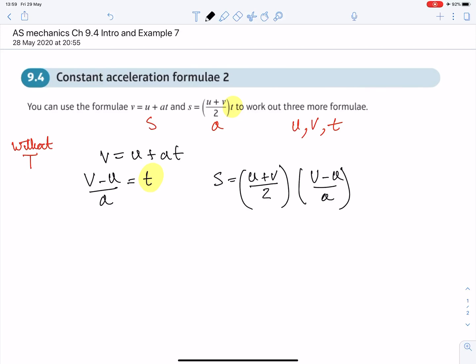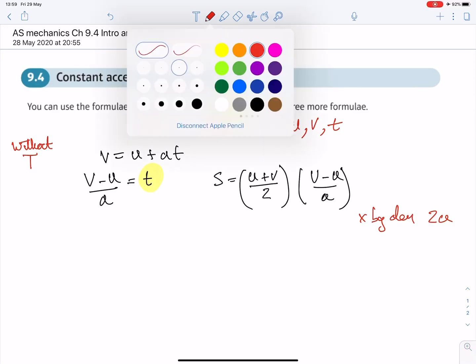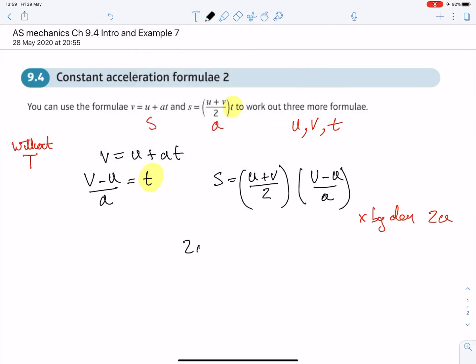Like most things we're going to do, we get it on one line, so we're going to multiply through by the denominator. Can you see what that will be this time? That's 2a. So if we multiply through by 2a, we get 2as, and then we're left with u plus v times v minus u. Because if we multiply this by 2a, the 2 cancels and the a will cancel to leave u plus v times v minus u.